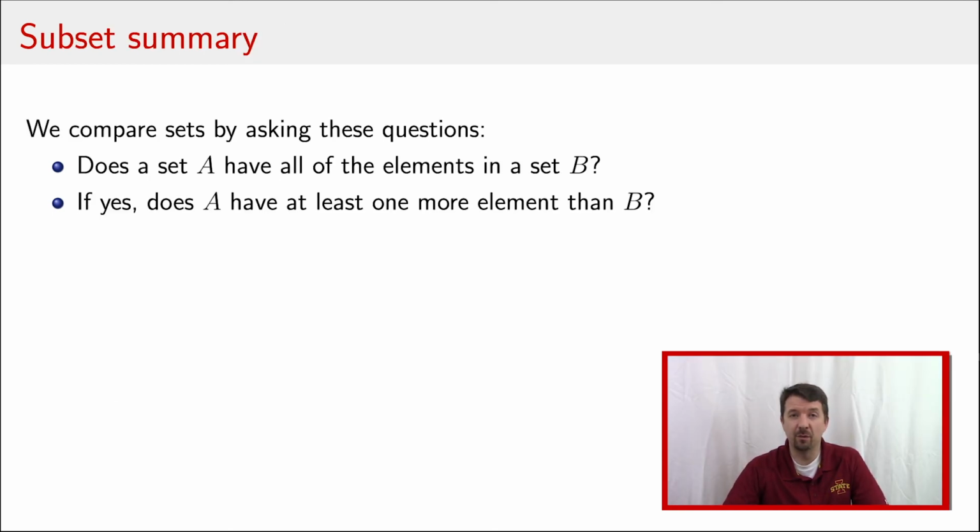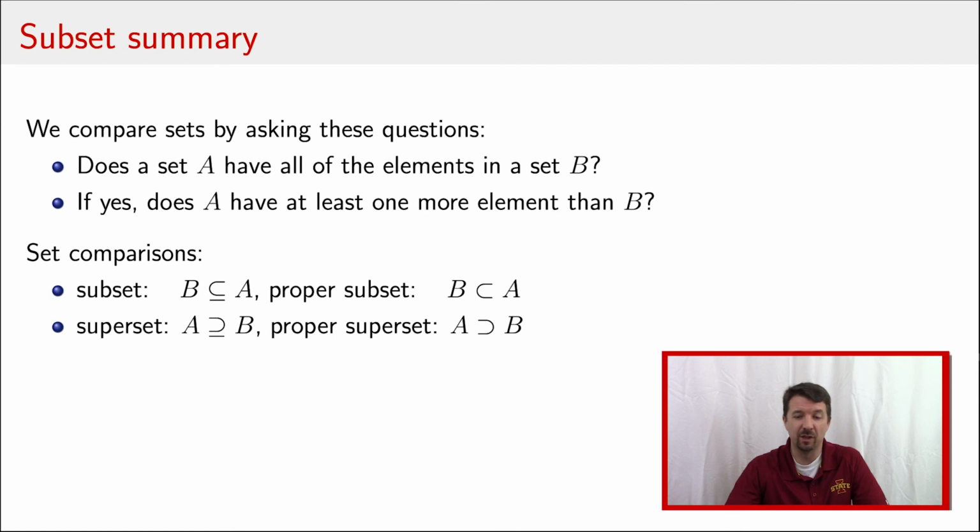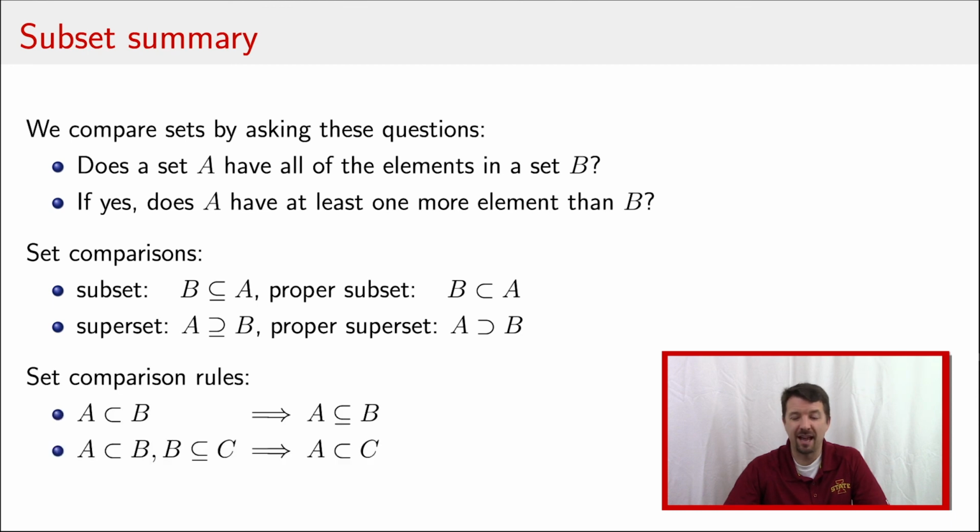As a summary today, we talked about subsets and set comparisons, and in particular we asked these two questions. Does a set A have all of the elements of a set B? And if yes, does set A have at least one more element than set B? We introduced the definition of these terms, subset, proper subset, superset, and proper superset, and we introduced a number of rules relating to these set comparisons.